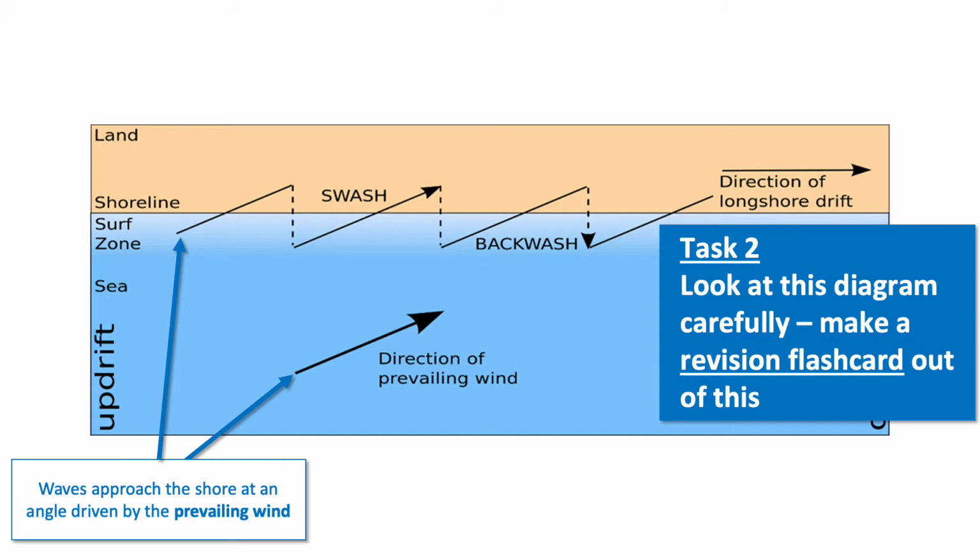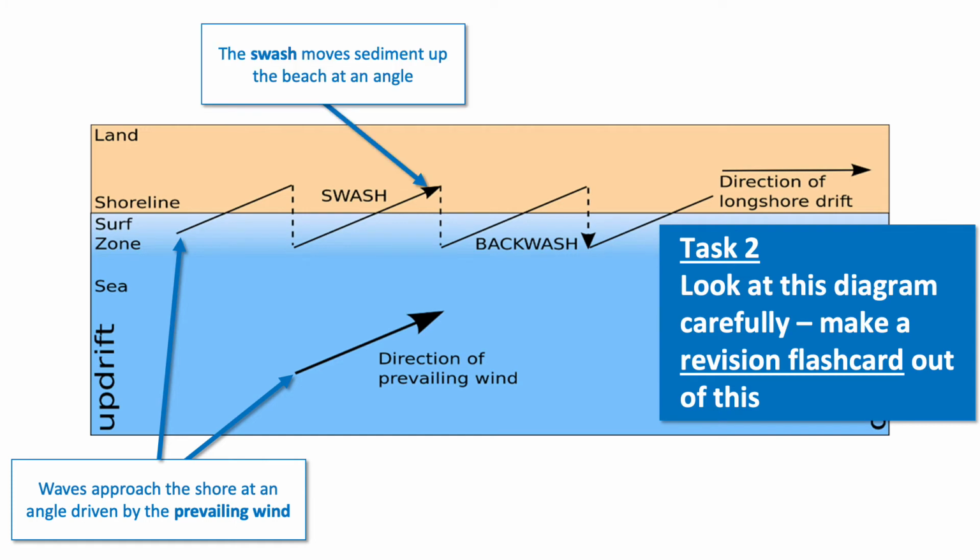It says here, waves approach the shore at an angle driven by the prevailing wind. So the main wind approaching that area of coastline. You can see that it's coming in diagonally, if we're trying to put it simply. So they're coming in at an angle. Now, the swash, which is water coming onto the beach, waves coming onto the beach, is moving sediment up the beach. So it's taking material and bringing it up the beach at the same angle as the prevailing wind.